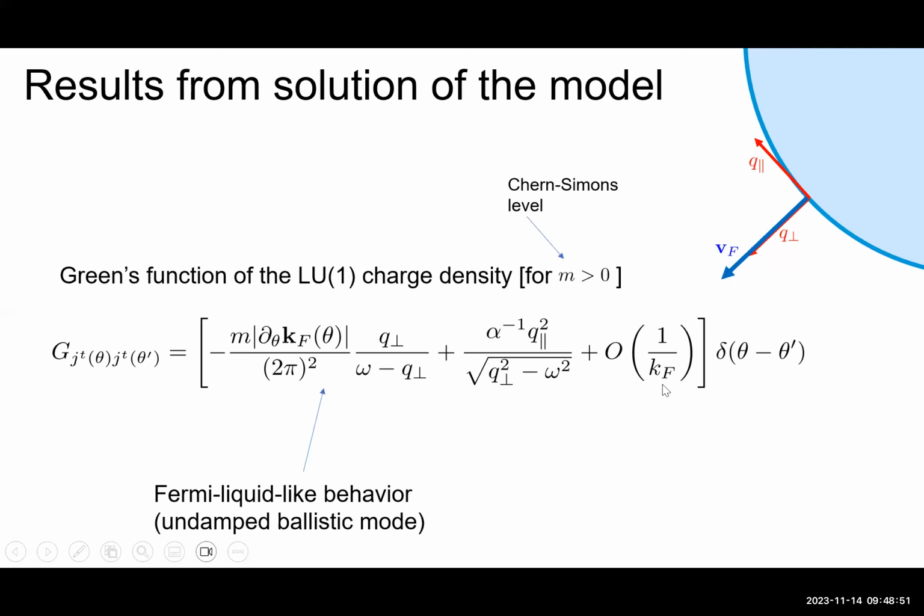Okay. Can you be more precise about how q perp and q parallel are defined? Because in the building blocks of the theory, you only had a theta, which had no space dependence whatsoever. So with respect to what vector are they defined?